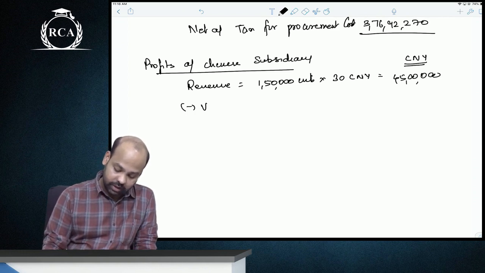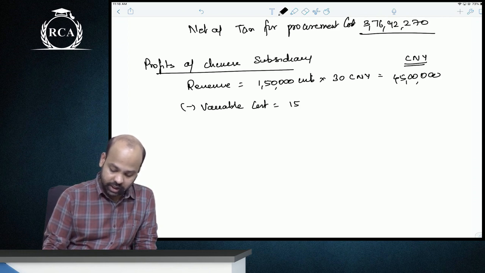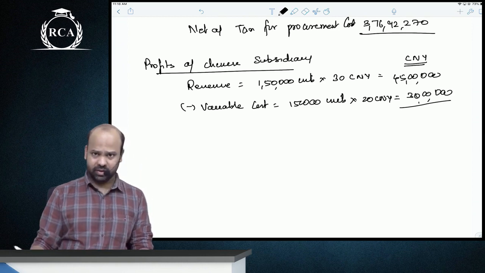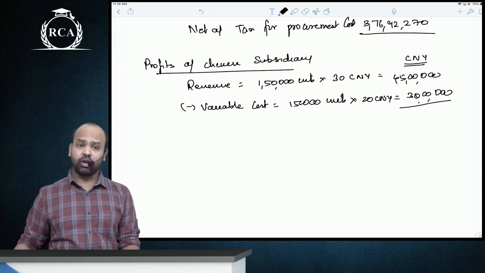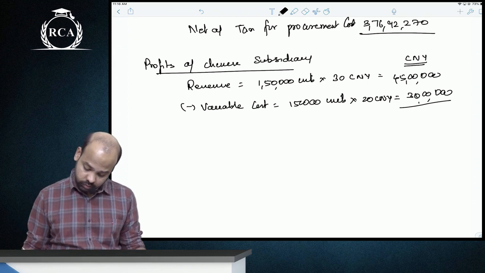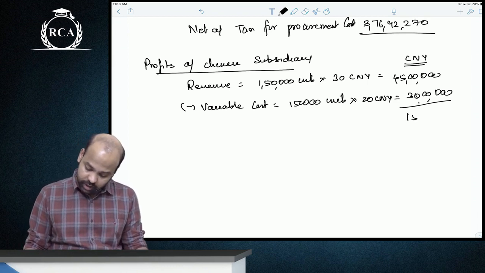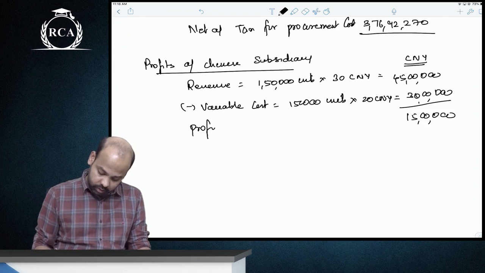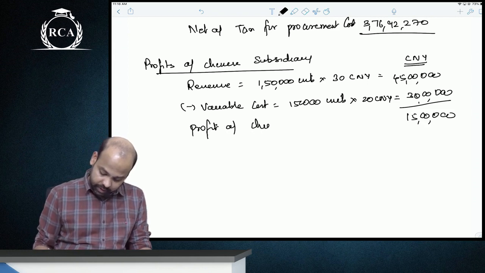Variable cost for the Chinese subsidiary is 1,50,000 units into 20 CNY, and that would be 30 lakhs. You can also do it on an incremental basis, guys. So this would be 15 lakh yuan. This is basically the profit of the Chinese subsidiary.